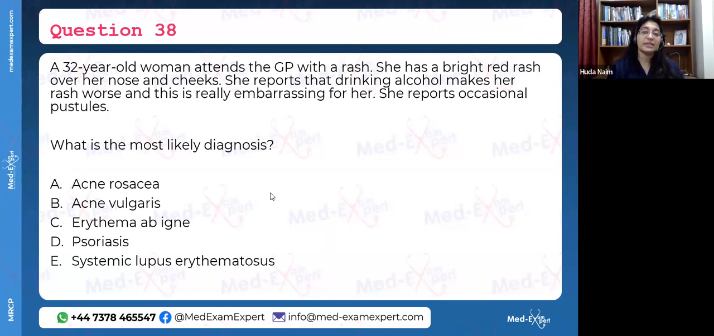Very good. It's acne rosacea. There's always a question on acne rosacea. What precipitates it? What makes it worse? What improves it? Please be very careful that it's alcohol which worsens it.